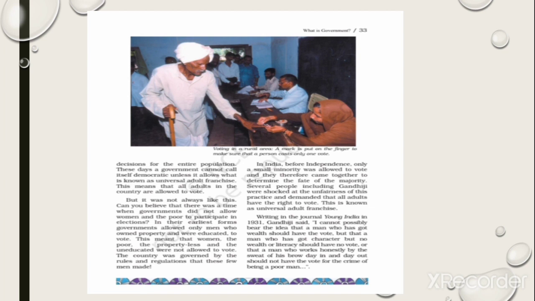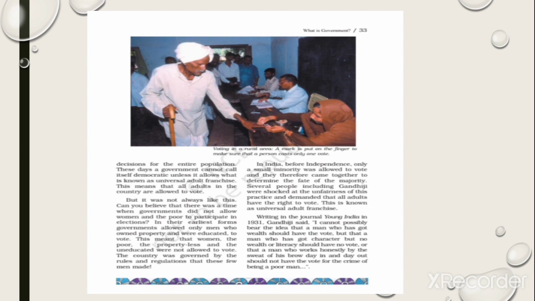Here we are talking about the time before independence, in which only a small minority was allowed to vote. Several people came to speak against that. Among them, Gandhiji was also included, and he was shocked at the unfairness of this practice, and he demanded that all adults have the right to vote. This was also known as universal adult franchise.